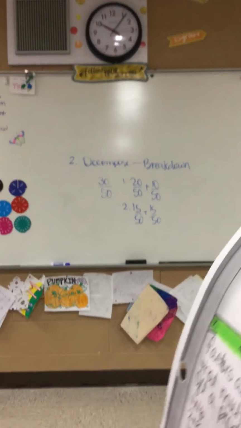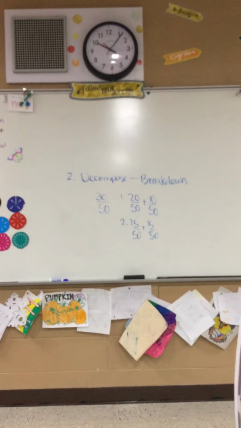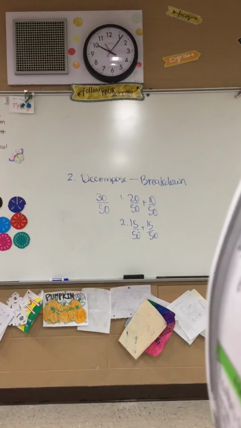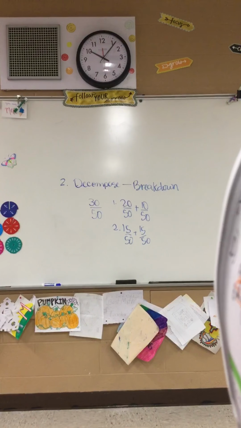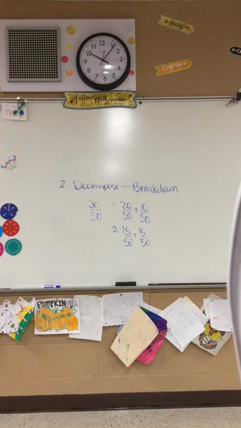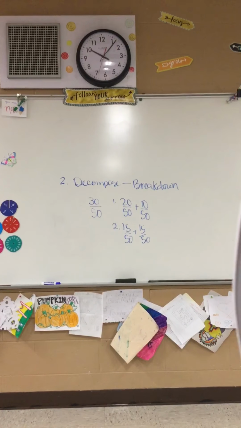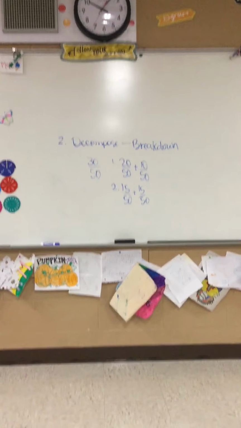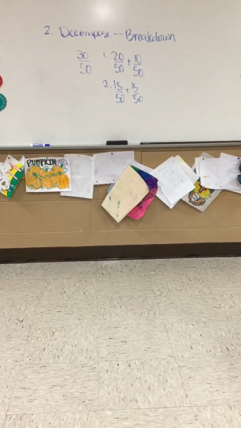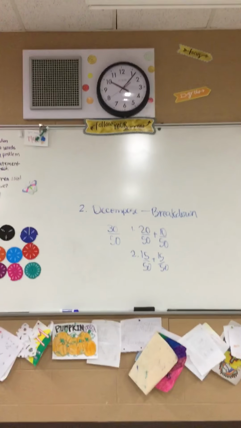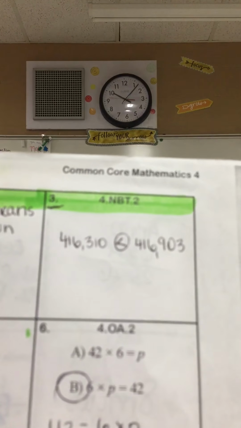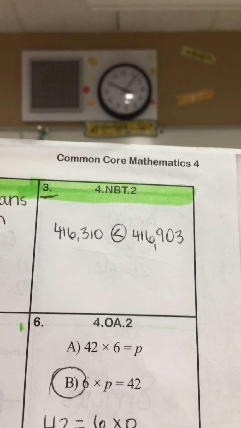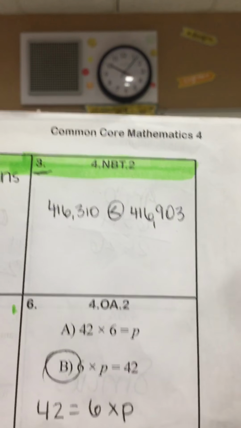If you can see on the board, another example I was just giving them was 20 over 50 plus 10 over 50. Those are just some examples. Also, whenever we talked about decomposing back in October, I talked about deer season and how whenever a deer decomposes, it breaks down.